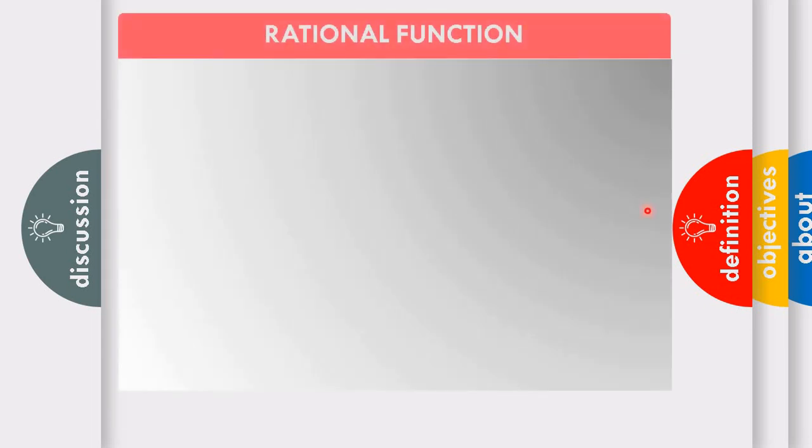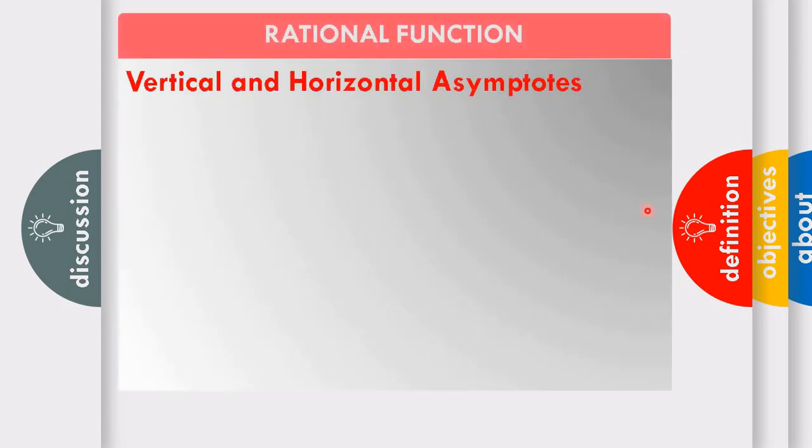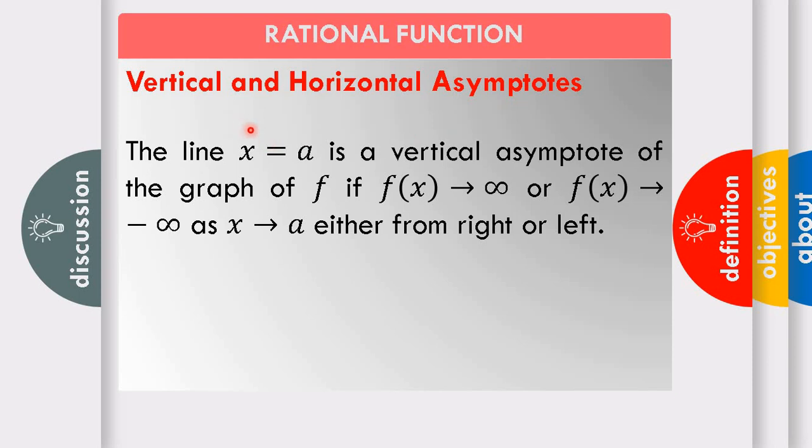So next one, after finding the intercepts, we have now the asymptote. Asymptote is the line where the graph approaches. The line x equals a is a vertical asymptote of the graph of f if f of x approaches infinity or f of x approaches negative infinity as x approaches a, either from the right or left. Later in the graphing part, we will see the asymptotes and how the graph approaches them.